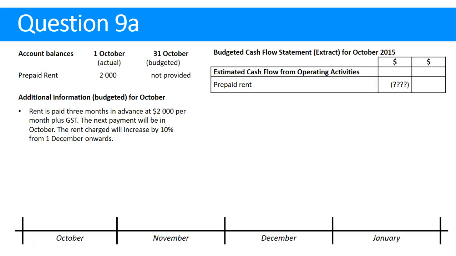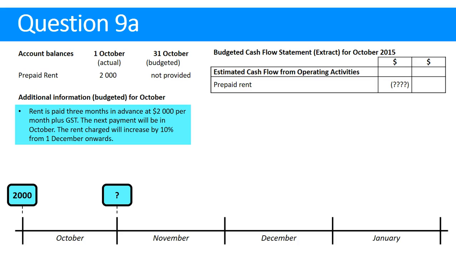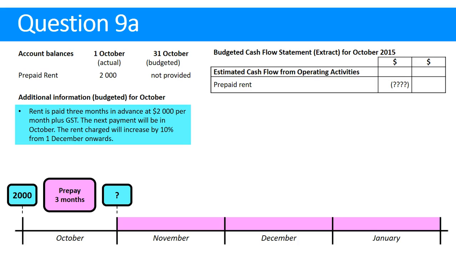So let's just go and plot the information we have. We are told at the start of October we will have a prepaid rent balance of $2,000. And at the end of October, we actually don't know what that balance will be. So what we're told is rent will be paid 3 months in advance in October. So that payment there actually isn't for October's rent. It will be for November, December, and January's rent. And what we're told is it's $2,000 per month.